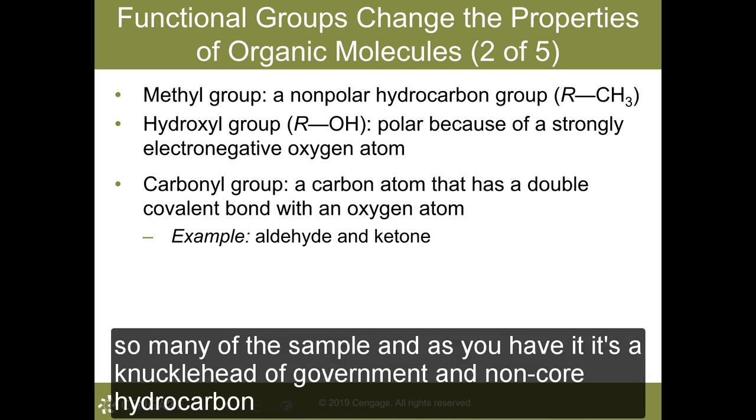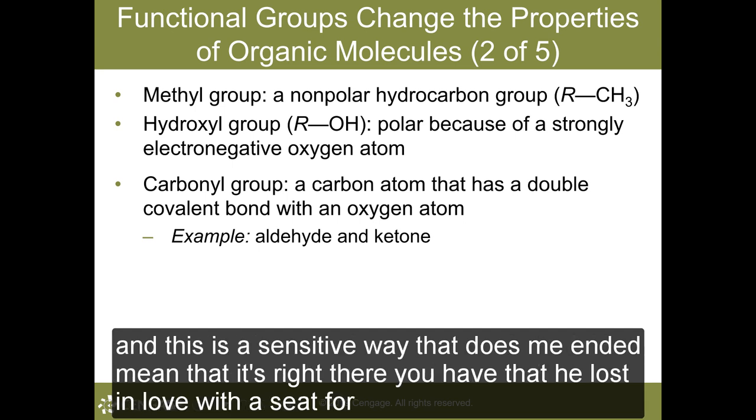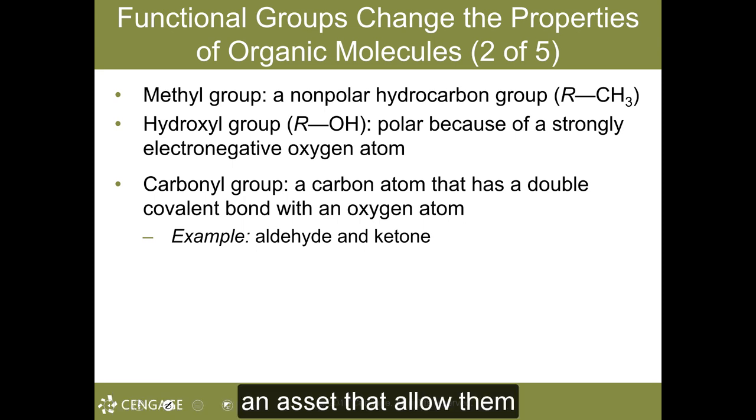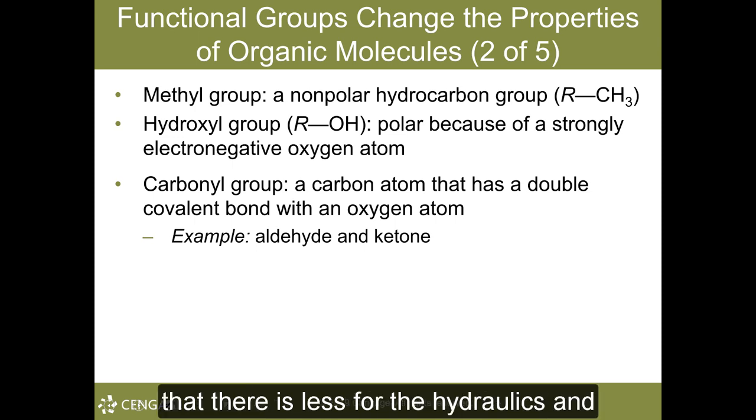So beginning with this methyl group, as you have it, it's a nonpolar hydrocarbon group. You have the R sitting there with a CH3. And that's that methyl group. So next up, the next will be the hydroxyl group.